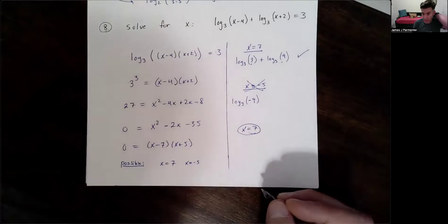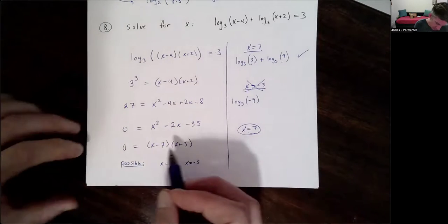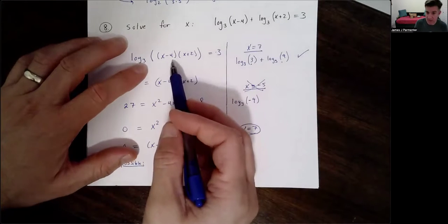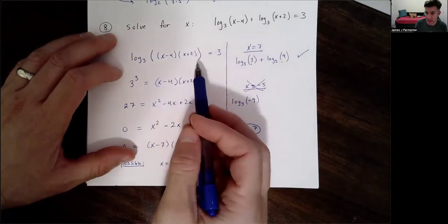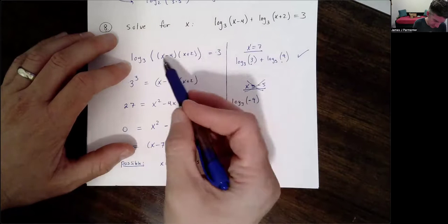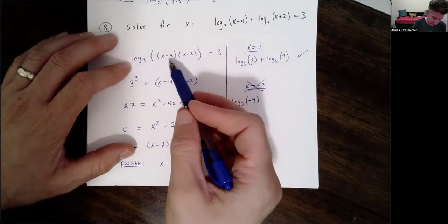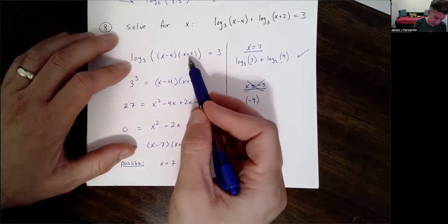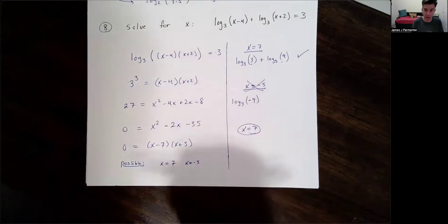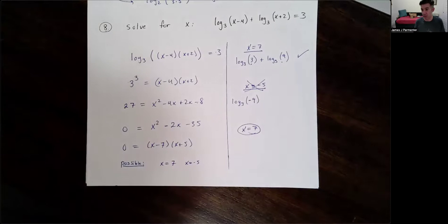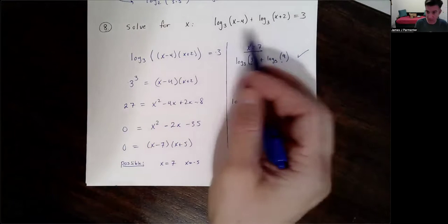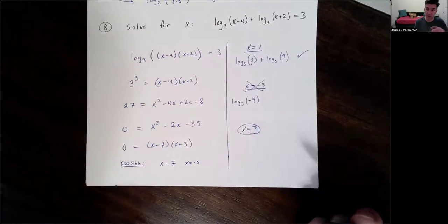The reason this is happening is because when you go from here to here, if you combine these, if we had started with this, then x equal to -5 would have been a totally valid answer, because -5 minus 4 is -9, and -5 plus 2 is -3, and -9 times -3 is +27. So you get a positive argument before you even take the logarithm, so it would be totally safe. But since we're starting with this, then -5 is not a valid answer.